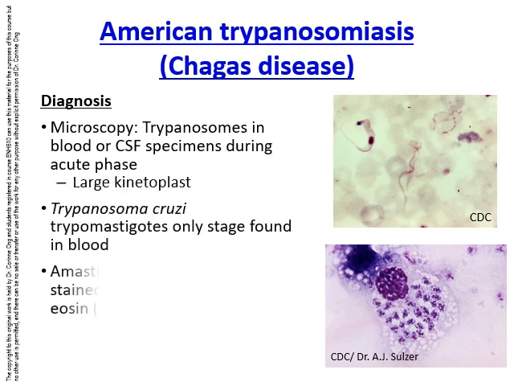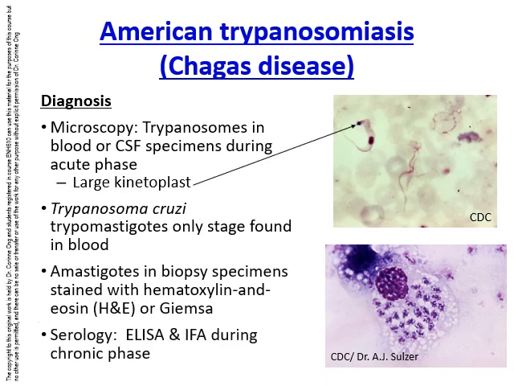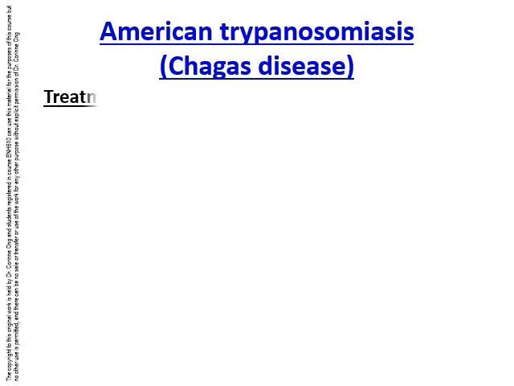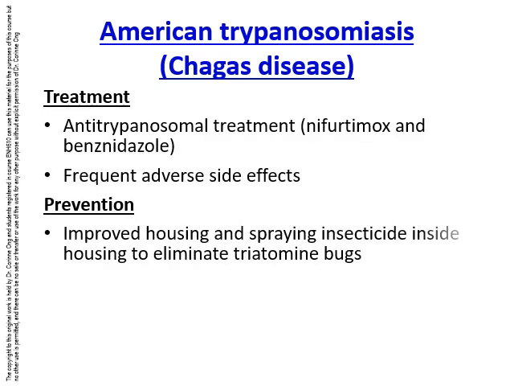American trypanosomiasis is diagnosed by the detection and identification of trypanosomes in blood or cerebrospinal fluid during the acute phase of the infection. Trypomastigotes, the blood stage parasite, have large kinetoplasts. Amastigotes can be detected in tissue biopsy specimens after staining with histological stains. Because these parasites are usually absent during the chronic phase, serology is used instead. Treatment is available for Chagas disease.